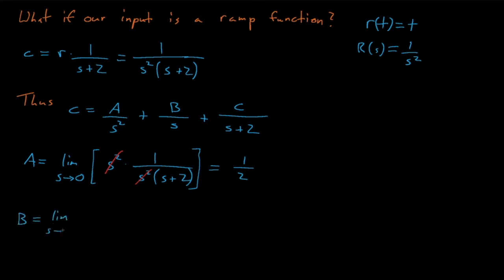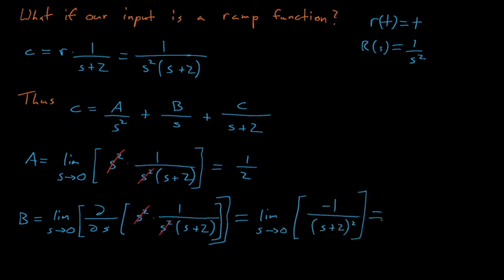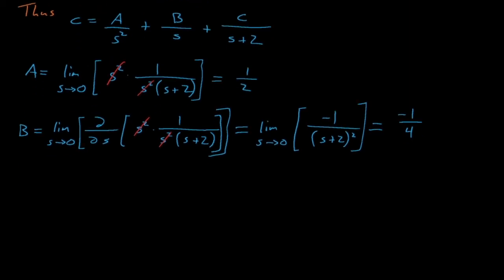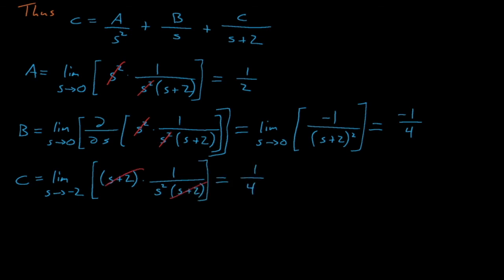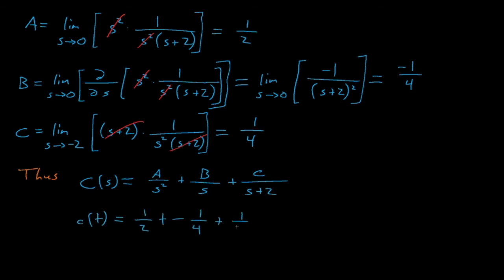For B, we take that same s squared times C(s) expression, take its derivative, and then take the limit as s approaches 0. After taking this limit, we see that B equals negative 1/4. Lastly, we find C by taking the limit of (s plus 2) times C(s) as s approaches negative 2, which we see is equal to 1/4. So now we have found the values for A, B, and C, and after we take the inverse Laplace transform of C(s), we find that c(t) equals 1/2 times t minus 1/4 plus 1/4 times e to the negative 2t.